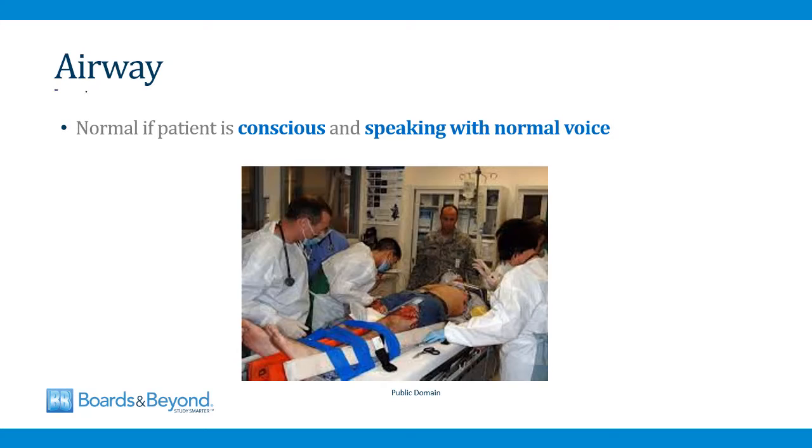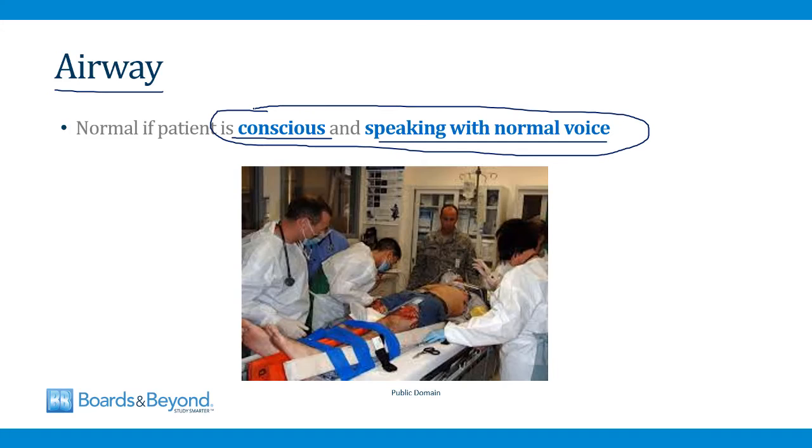Let's start by talking about airway. Patients have to have a normal airway after trauma in order to survive. You can quickly determine if the patient has a normal airway based on whether or not they are conscious and speaking in a normal voice. If patients are conscious and speaking normally, then they can be presumed to have a normal airway.